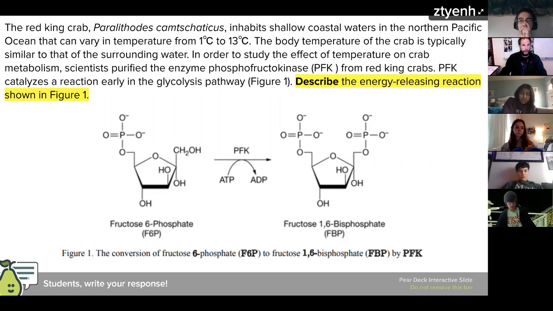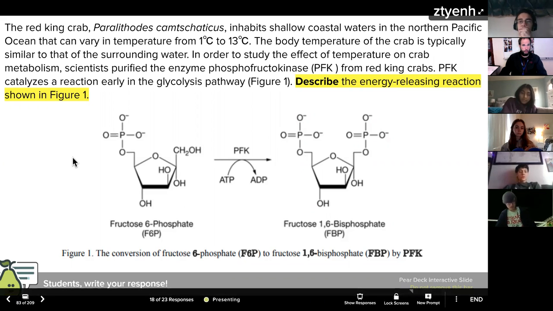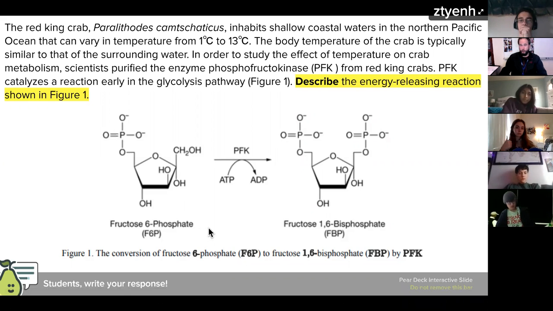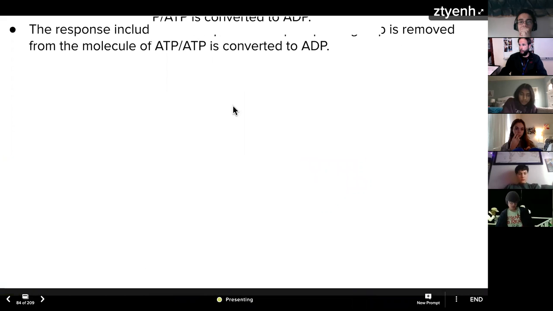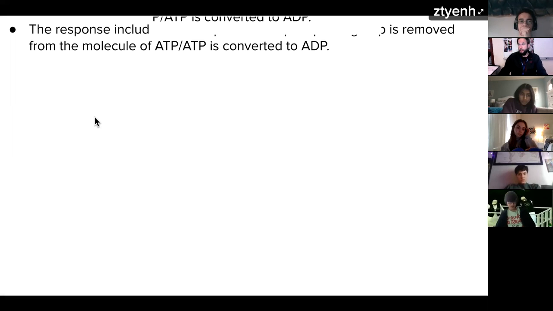Would it be helpful if I took you through the answer to this question? Okay. There is a scoring guide, and I can show you the scoring guide. It's a pretty simple scoring guide in this case. And again, this is the College Board's language, not my language. It simply states the response includes a description that a phosphate group is removed from the molecule of ATP and that ATP is converted into ADP, right? So how might you actually compose an answer that addresses those points?